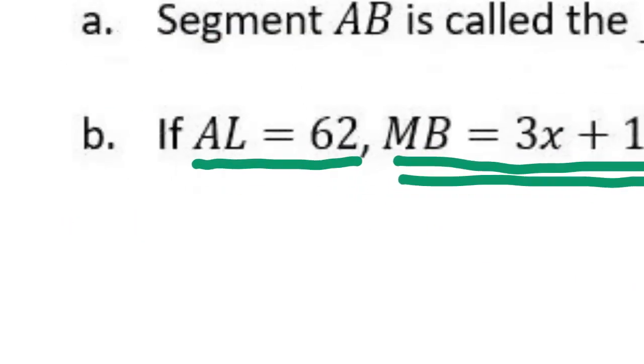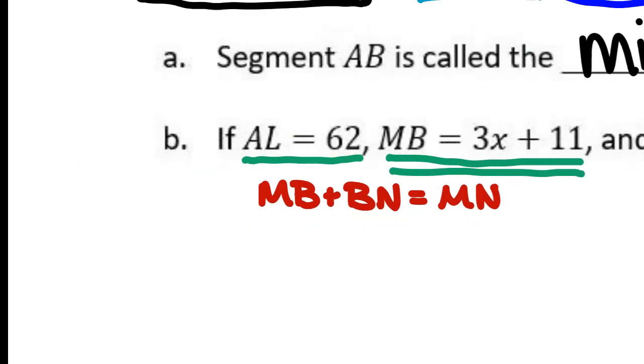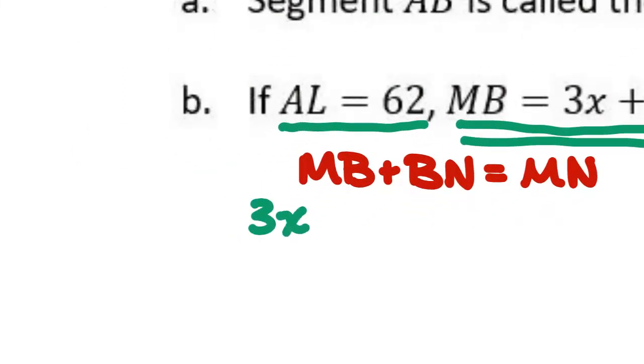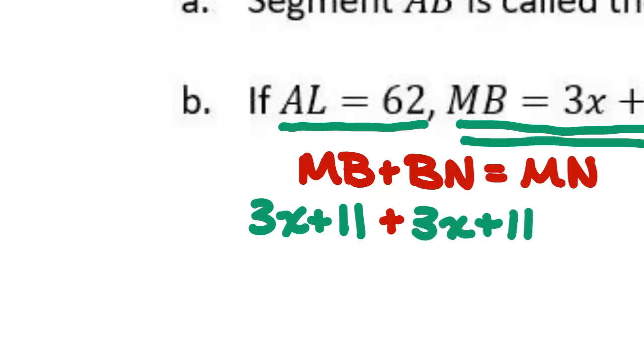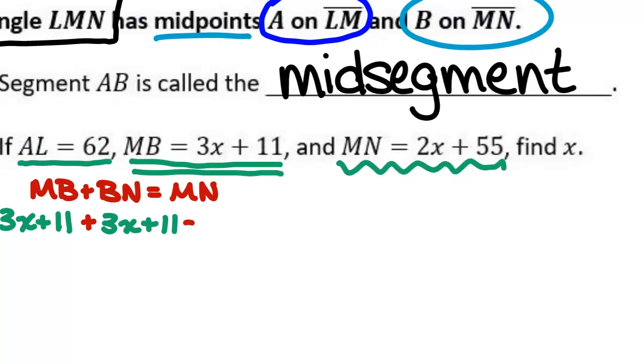All right, so MB plus BN equals MN. We were told that MB is 3x plus 11. Because B is the midpoint, we were able to then figure out that BN would also be 3x plus 11. And MN is 2x plus 55.